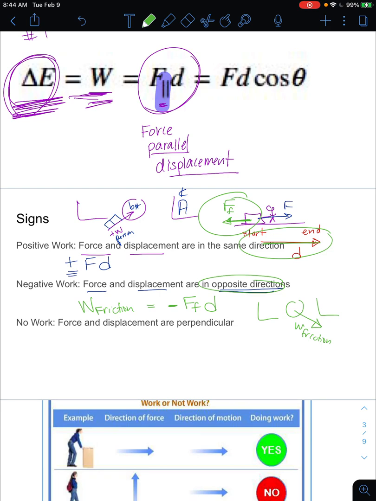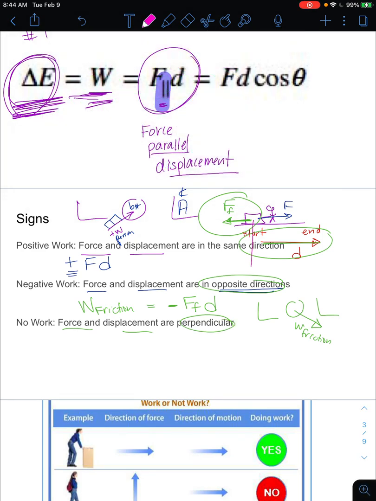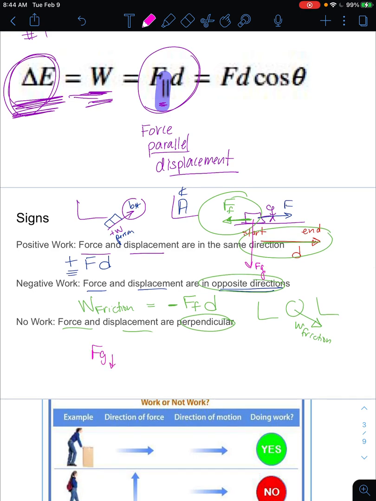The interesting one here is what happens when the force and displacement are perpendicular to each other. So for instance, on this force diagram, of course we have a force of gravity down, and our displacement is to the right. And so the work done by gravity, you would think you would just multiply them together, but it's actually zero because they're not parallel to each other. Gravity is not making this object gain or lose energy. Therefore, gravity is not doing work on it. Same thing is true about the normal force. The normal force is acting on the object as it moves to the right.